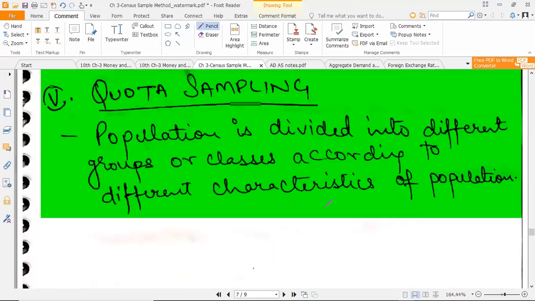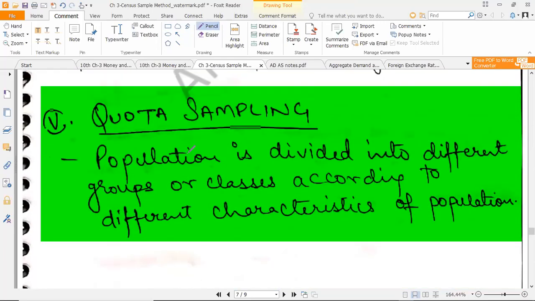Moving on to the next method, that is quota sampling. Quota means reservation. So in this method, the population is divided into different groups or classes according to different characteristics of the population. It is somewhat similar to purposive or stratified sampling, in which the population was again divided into groups. The only difference here is that in quota, we set the quota. Quota means reservation. We give the proper weightage, that is, how much weightage is to be given to which category.